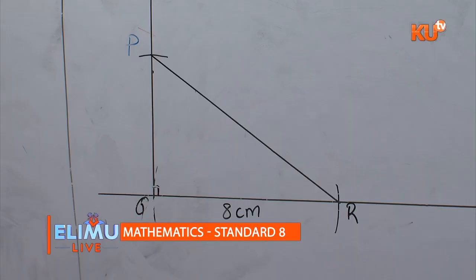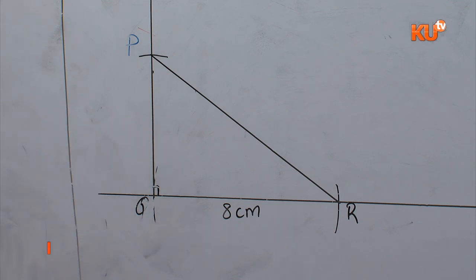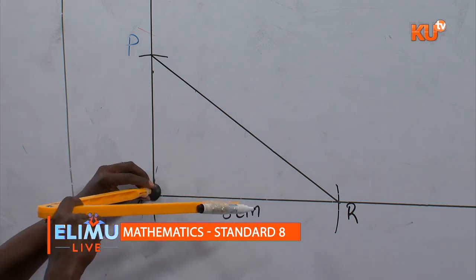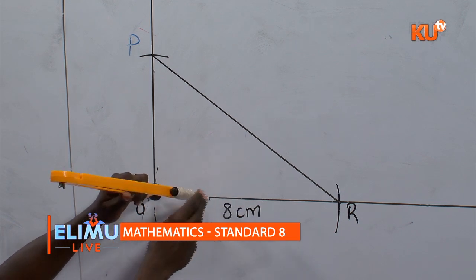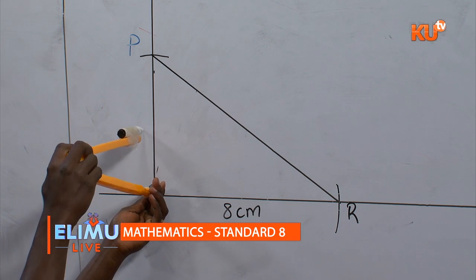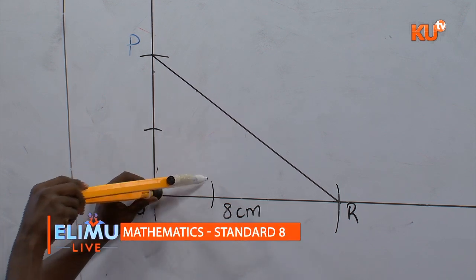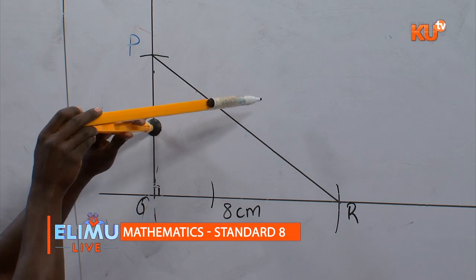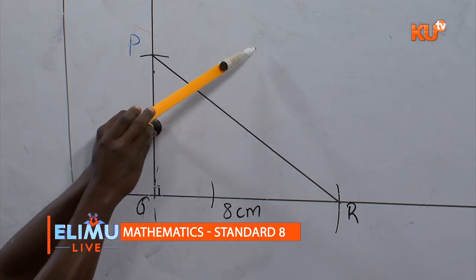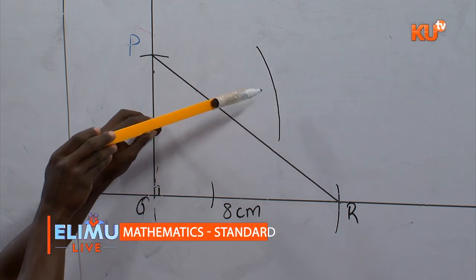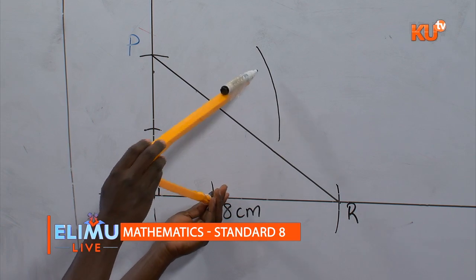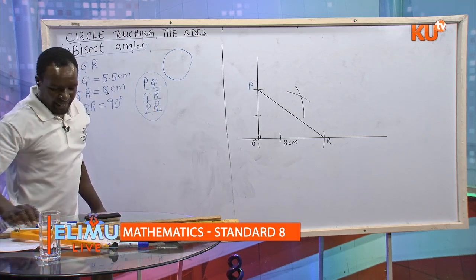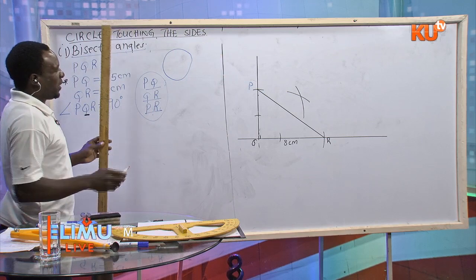Let us go to construction of the circle touching the sides. Very easy. Start here. Less than a half. Cut there. Cut there. Then take your compass and open it outside the triangle. Put an arc there. Then, on this one, put an arc there. Then put your compass down. Take your long ruler and also a different color.